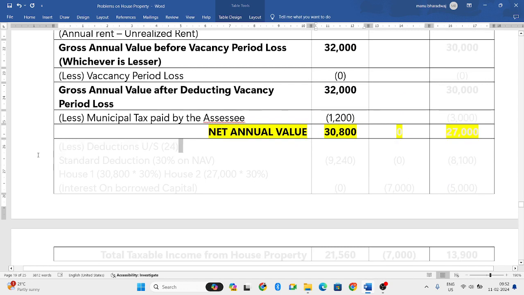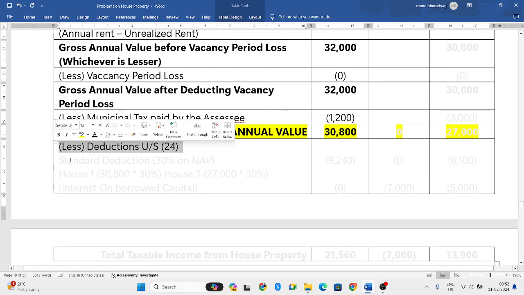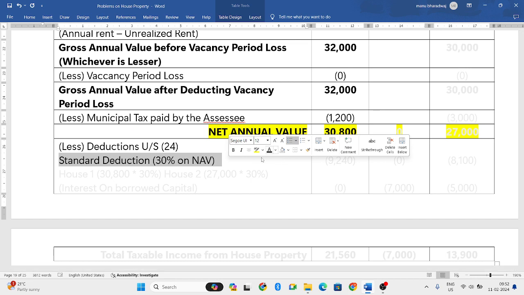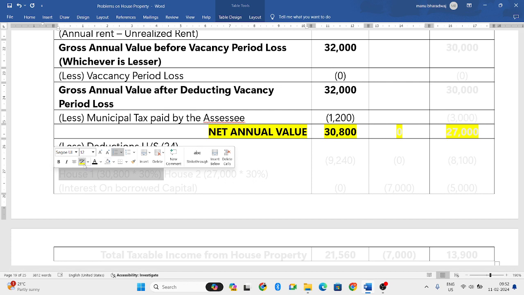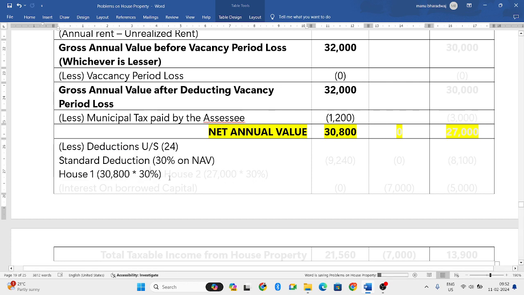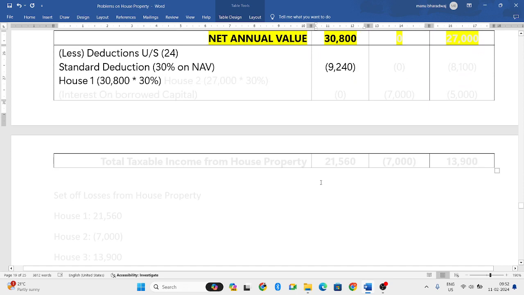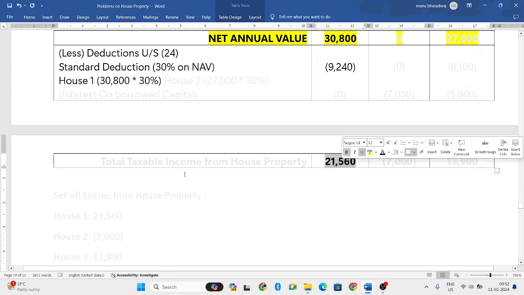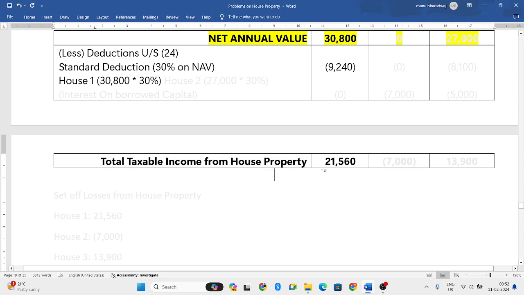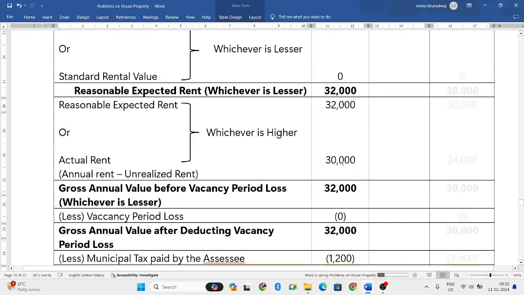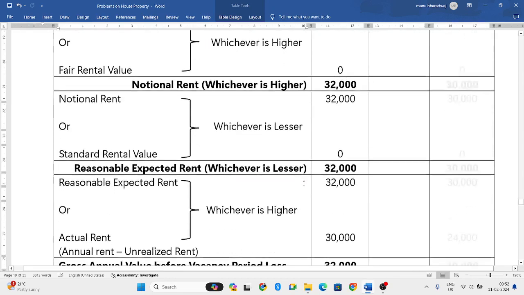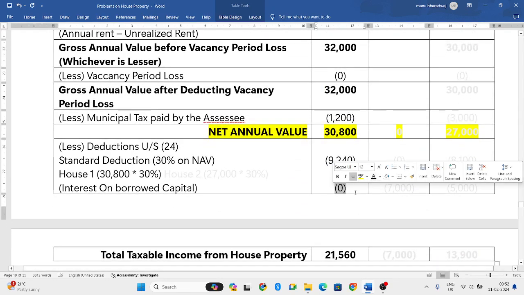On this, we will give deductions under section 24. We have two deductions. First one is standard deduction. So standard deduction will be 30% on NAV. So NAV is 30,800. On that 30%, if you calculate, it is 9,240. 30,800 minus 9,240 will be 21,560. That is our total taxable income from house property. The second deduction is interest on borrowed capital. For house 1, there is no interest on borrowed capital, so I have taken it as 0.